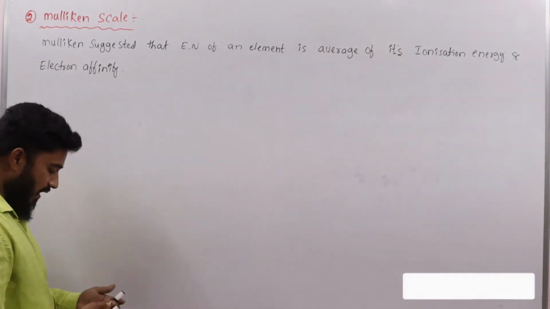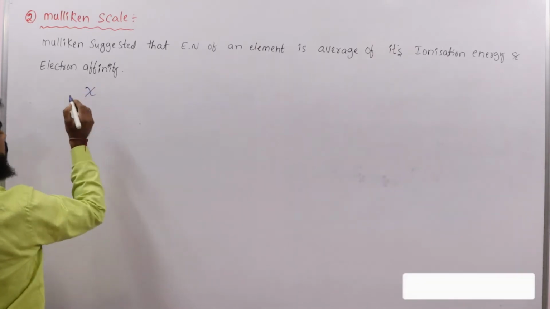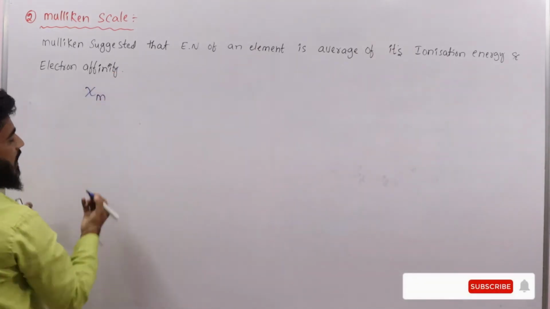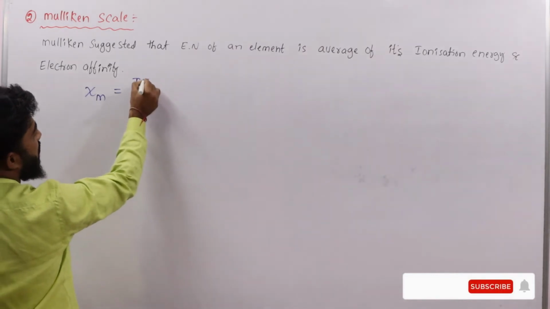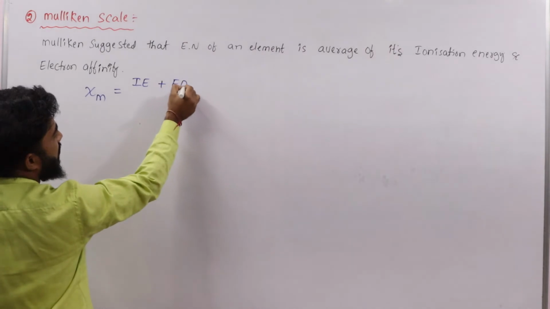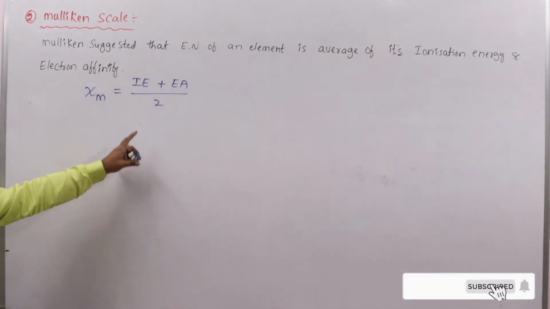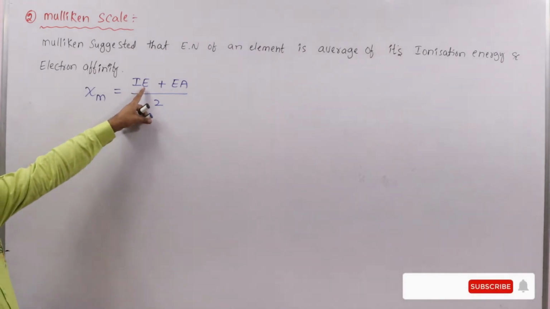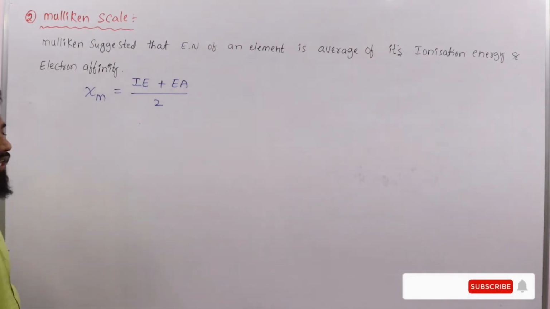So based on that, we can write the electronegativity according to the Mulliken scale as equal to the average value of ionization energy plus electron affinity. Average of ionization energy and electron affinity. So this is given by Mulliken.